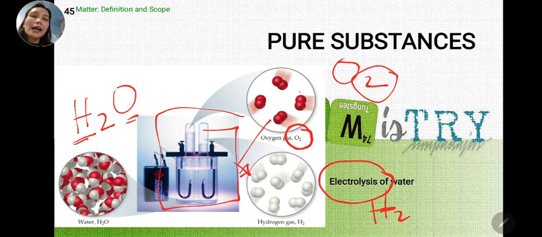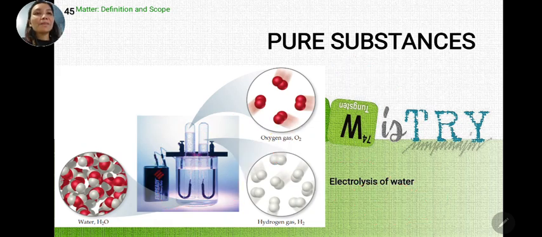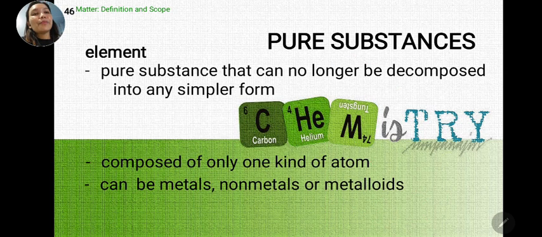Pero kapag nag-combine na siya sa water, isang atom lang ng oxygen ang kailangan ng dalawang atoms ng hydrogen. So, medyo malalim na chemistry yung kailangan natin dun. Pure substances, which are elements naman, this can no longer be decomposed into simpler form. It is composed of only one kind of atom. It can be described or defined as metals, non-metals, or metalloids.